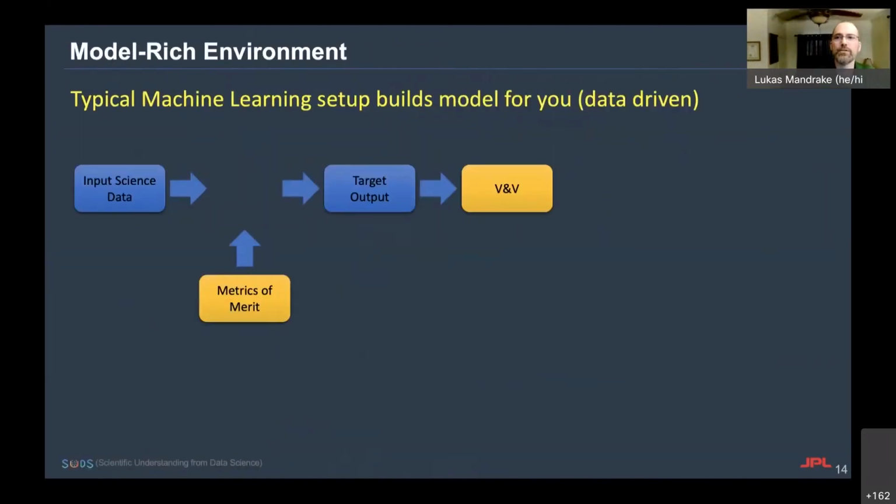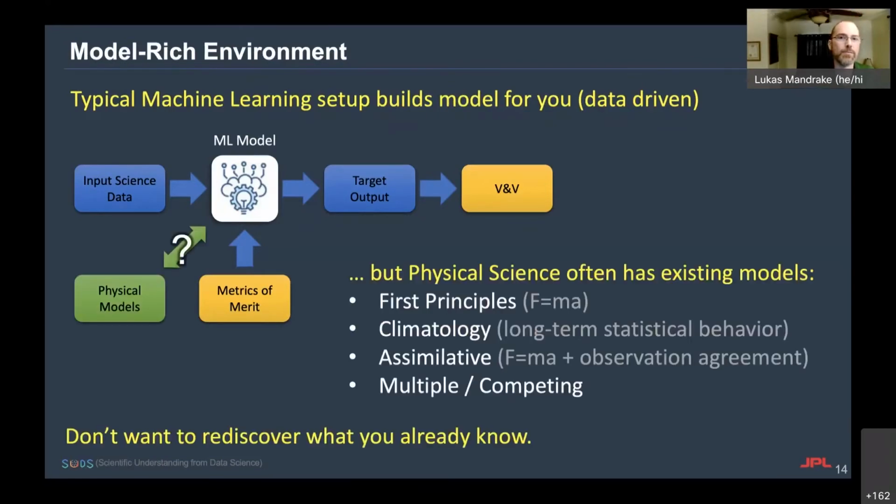Now let's define a primary SUDS challenge to data-driven approaches, that of a model-rich environment. A typical data-driven problem formulation, say using machine learning, requires input and output data, a choice of a goal metric, and a validation plan. In return, machine learning creates a statistical model for you that maps the input to the output. But physical science often already has existing models in abundance. These may be detailed first principles simulations, statistical climatology, or assimilative models. The challenge of formulating data-driven approaches so that they leverage rather than ignore existing models is called data science in a model-rich environment and forms a cutting-edge research field. The goal is to ensure you don't waste time rediscovering what you already knew.